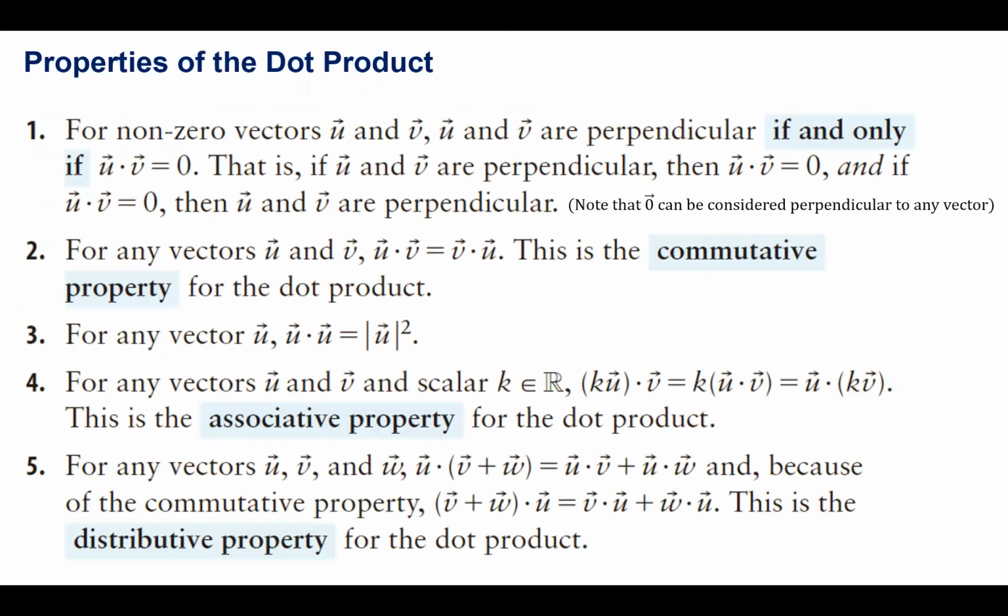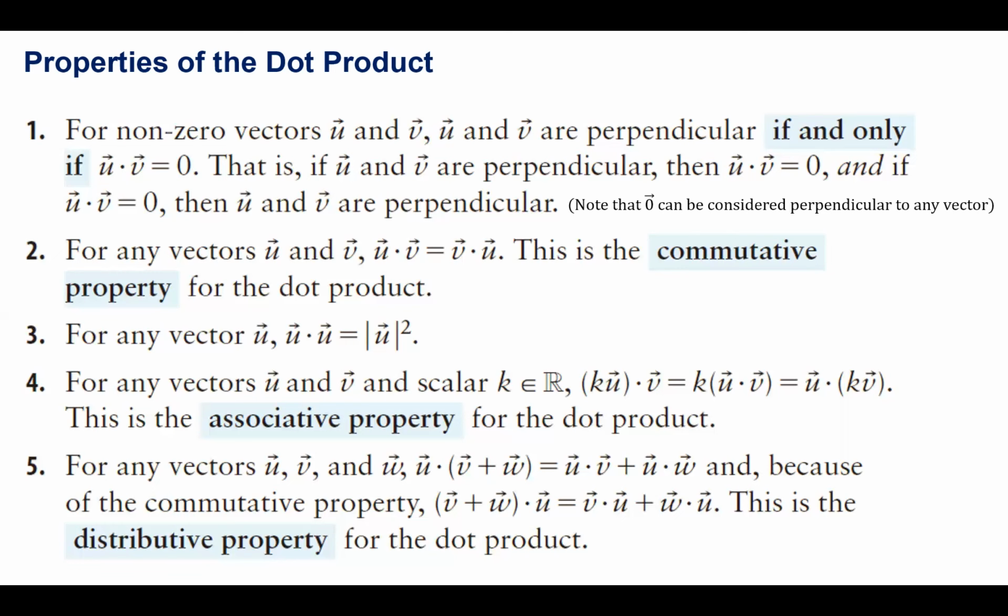First, for non-zero vectors u and v, vectors u and v are perpendicular if and only if the dot product of u and v equals 0. That is, if u and v are perpendicular, then the dot product of u and v equals 0. And if the dot product of u and v is 0, then u and v are perpendicular. Also note that the zero vector can be considered perpendicular to any vector.